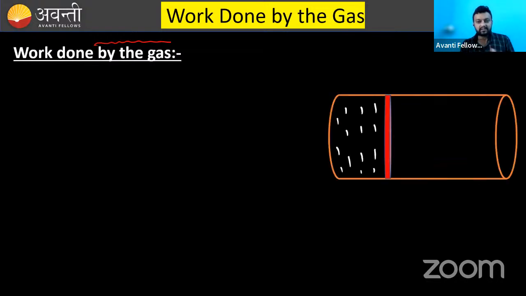Let's suppose there is a thermodynamic system in which the piston is at position A and the ideal gas is filled in it. When the piston is at position A, the pressure here is P1, volume is V1.